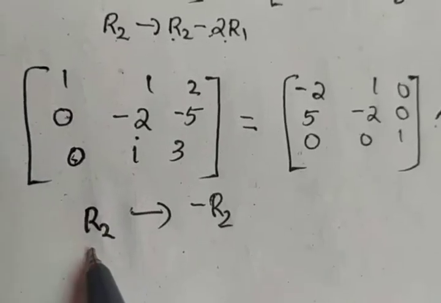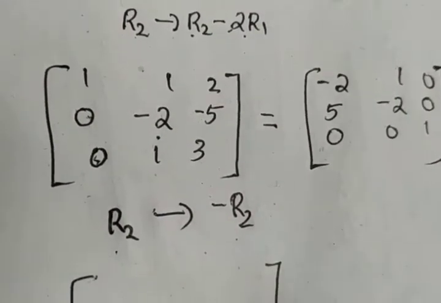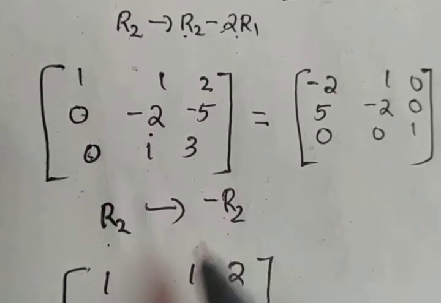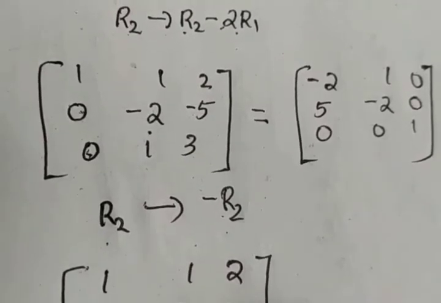So what we are doing is R2 changes to minus R2. So first row remains the same: 1, 1, 2. Second row we have to multiply with a negative number, meaning negative 1. So 0, it will become 2, 5.